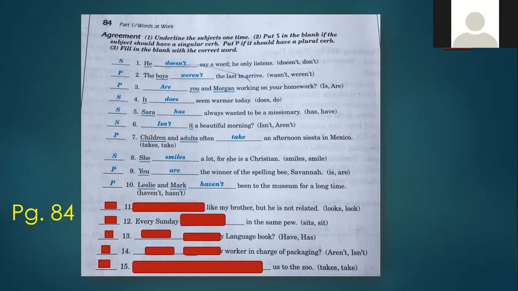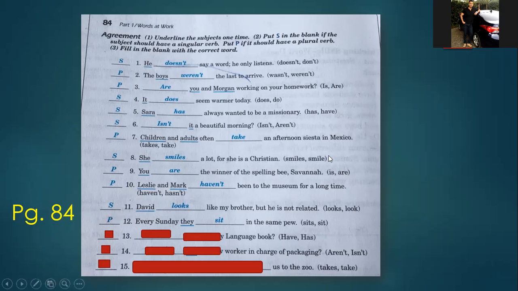Let's see. Number 11, David looks. Let's check it out. Looks, plural or singular? Singular, and underline David. Yes, singular in this case. He's talking about him. Number 12, every Sunday, day sits or sit? Sit. Yes. It's plural. They sit in that case. I mean, they and sit. Underline day. Exactly. Singular or plural? Plural. Okay. Number 13.